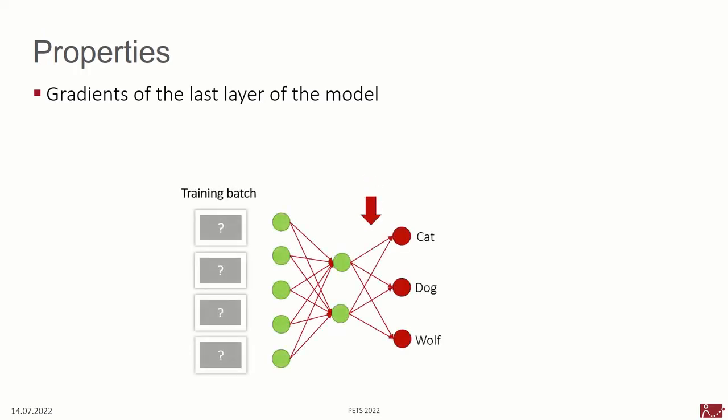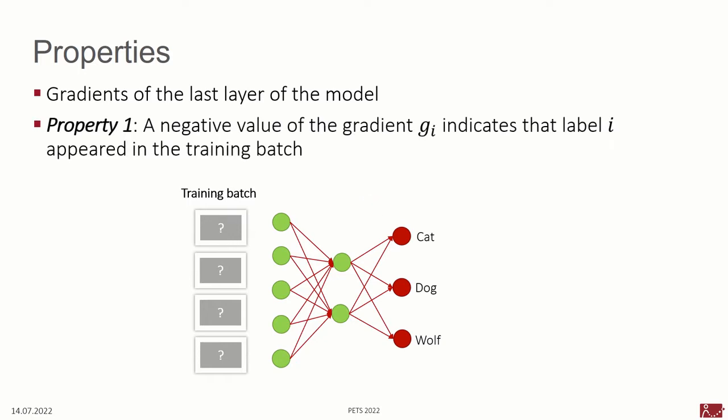So what are these properties? They were found in the gradients of the last layer of a neural network, right before the output layer. The first property says that if the gradient is negative, that means the corresponding label exists in the batch. So if the gradient of the cat here is negative, definitely there is a cat image in the training batch.